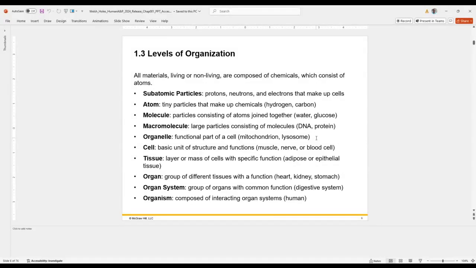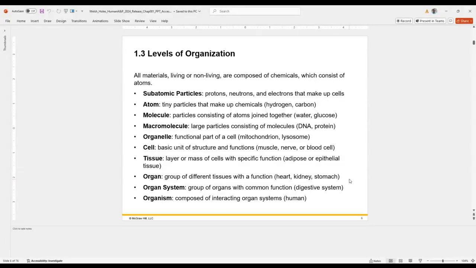When you put several organelles together, working together, then you finally get the cell. That's the basic unit of structure and function. Muscle cells, nerve cells, blood cells, lots of different types. And we'll be going through all of those. A group of cells that works together for a common function is called a tissue. For example, adipose tissue or epithelial tissue. If you put different tissues together, you then get an organ, like a heart, kidney, or stomach.